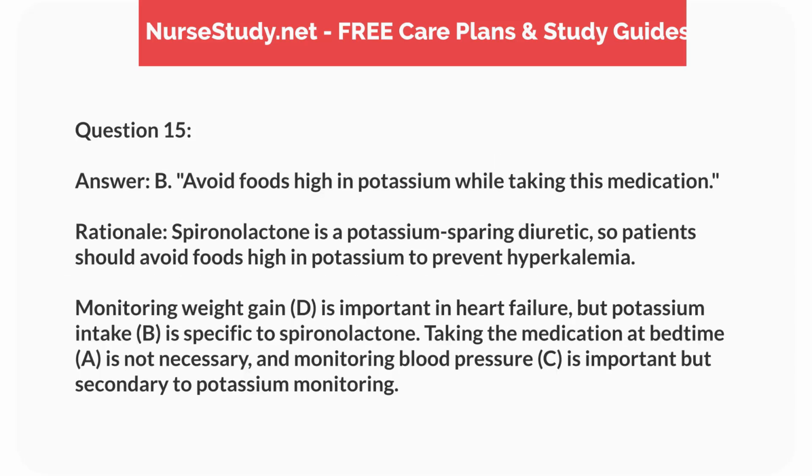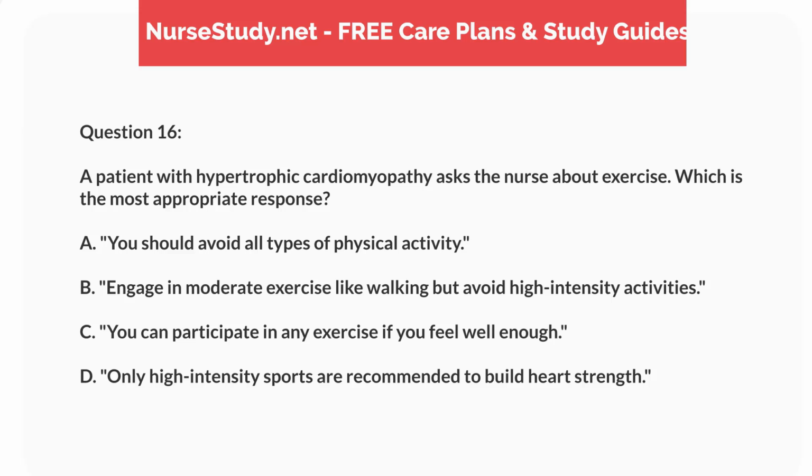Answer, B. Avoid foods high in potassium while taking this medication. Rationale: spironolactone is a potassium-sparing diuretic, so patients should avoid foods high in potassium to prevent hyperkalemia. Monitoring weight gain, D, is important in heart failure, but potassium intake, B, is specific to spironolactone. Taking the medication at bedtime, A, is not necessary, and monitoring blood pressure, C, is important but secondary to potassium monitoring.